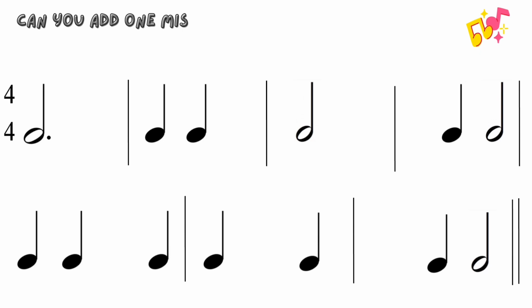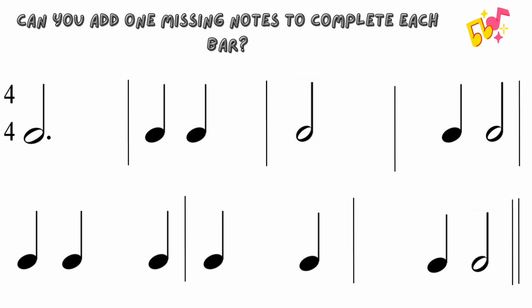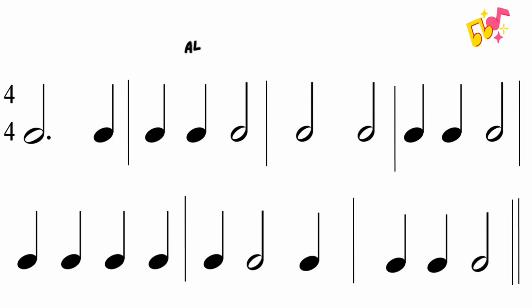Okay, so have a look at this. Each bar has a missing note, and each bar needs to add up to 4. So for example, the first bar, there's 3 beats there. So you need to think about what note would you add to make it equal 4, and then do so for the rest of the bar. Maybe pause the video and have a go. The answers are coming up now.